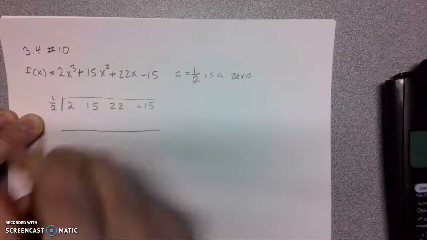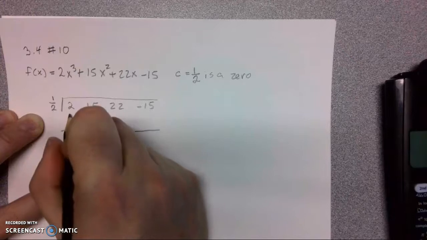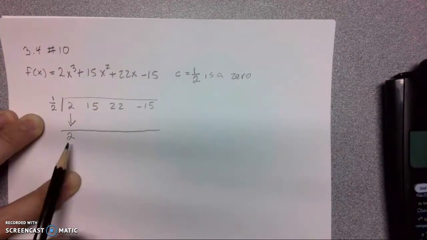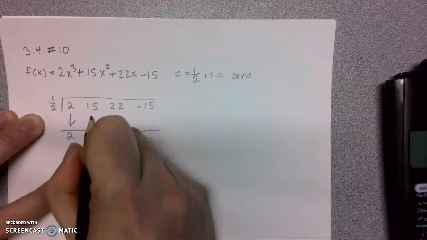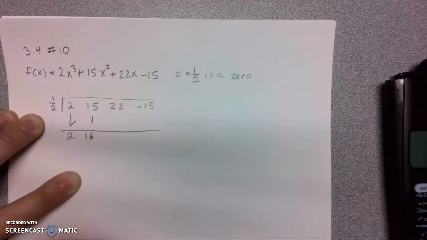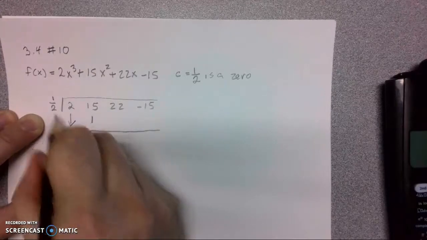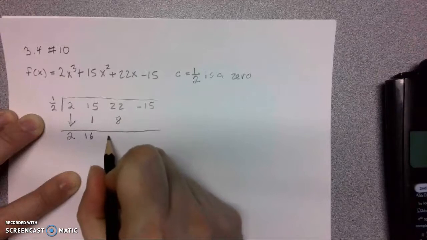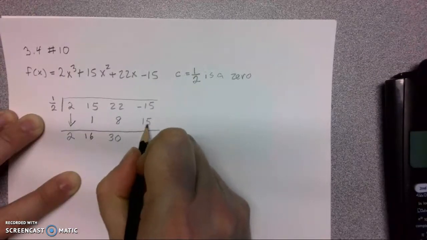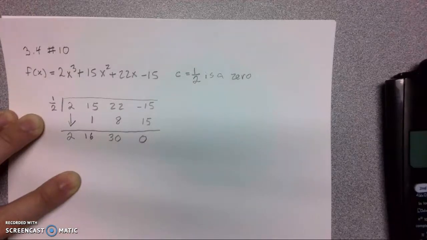Alright, now that it's set up, remember our process. We take the first one and drop it down. Then we multiply. 2 times 1/2 will give us a 1. And then you add down. Then you multiply. Then you add. You multiply. And you add. So our result is a remainder of 0, which is what we expected because we were told that 1/2 is a 0.